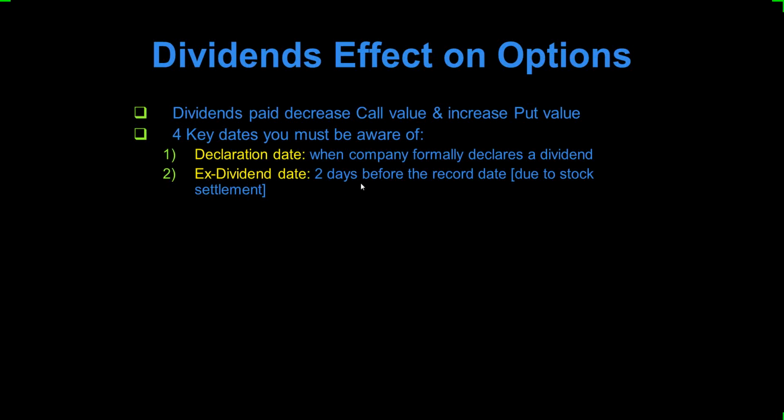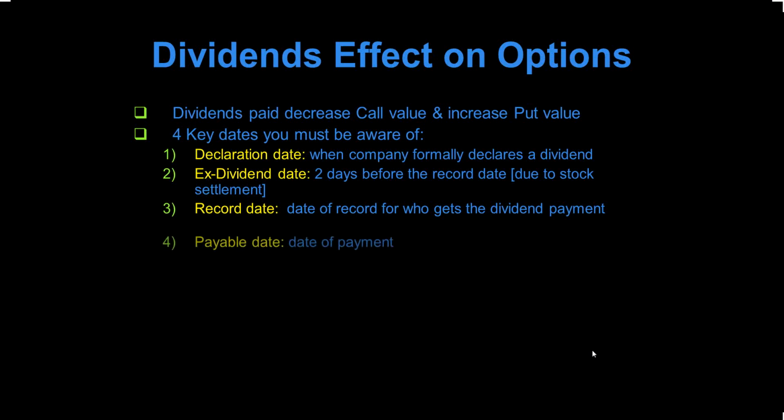Ex-dividend date is always 2 days before the record date. And the record date is due to stock settlement. The exchanges give you 2 days to settle the stock. The record date is the date of record for who gets the dividend payment. And then the payable date is the date of payment.